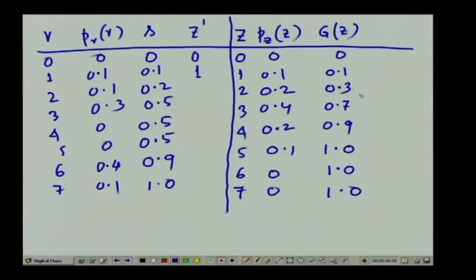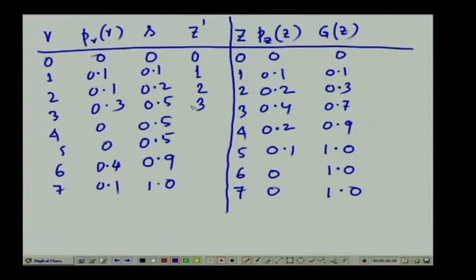Here the minimum value of Z for which G(Z) minus S will be greater than or equal to 0 is equal to 2. When I come here, that is R equal to 3, the corresponding value of S is equal to 0.5. Again I do the same thing, you find that the minimum value of Z for which the condition will be true is equal to 3.